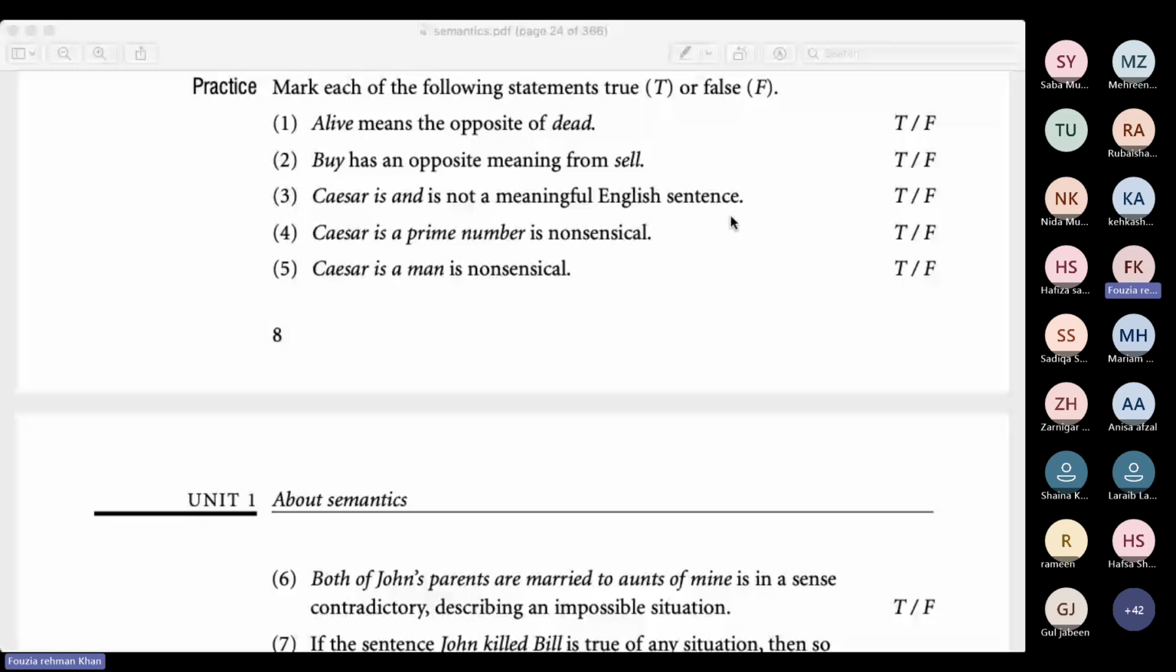Caesar is a man is nonsensical. Caesar is a man and it's is nonsensical. No, it's false. Okay.